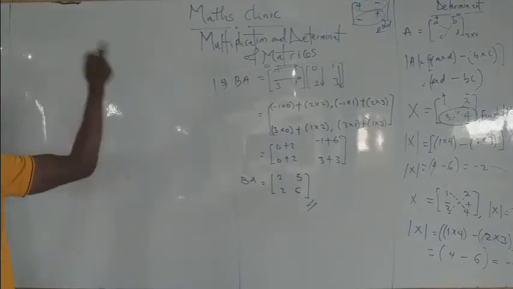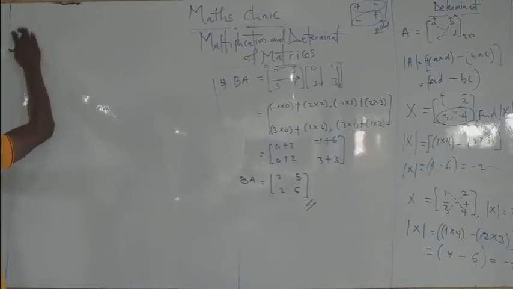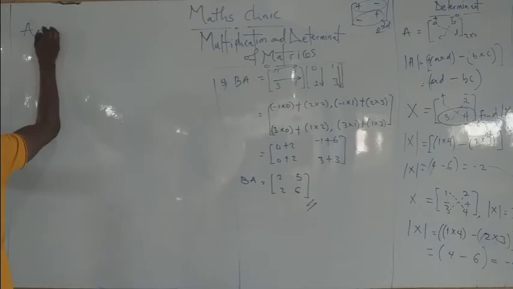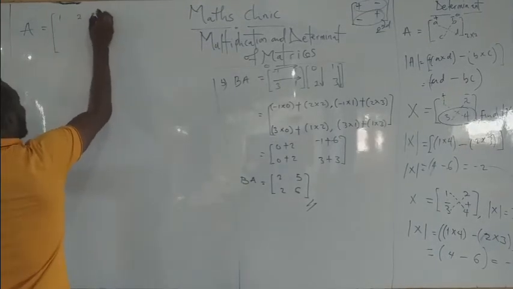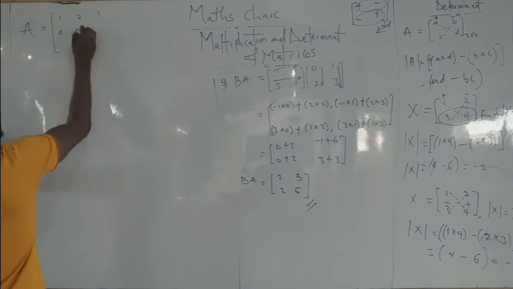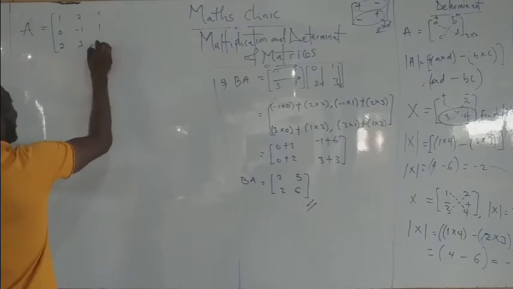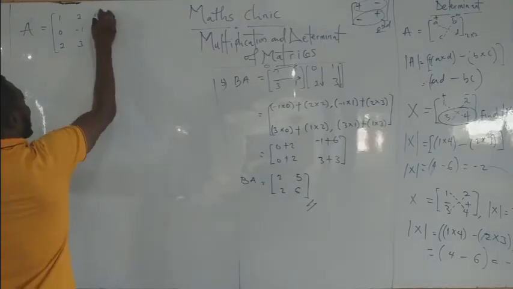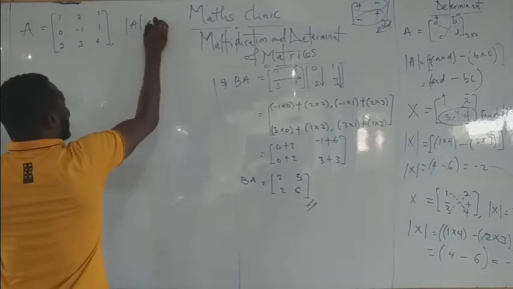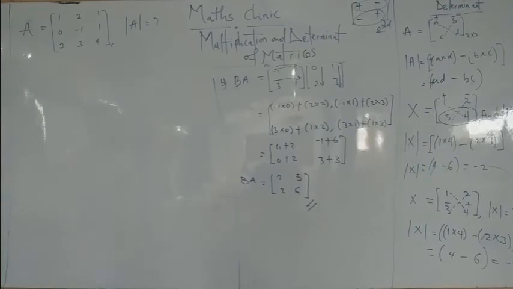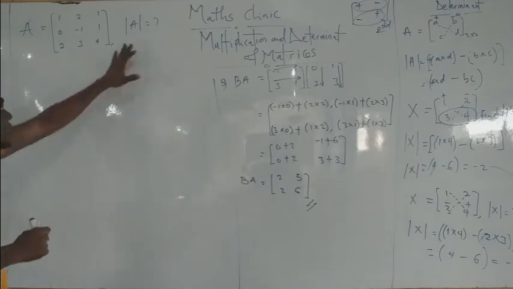Let's look at this 3 by 3 matrix. You have matrix A equals 1, 2, 1, 0, minus 1, 1, 2, 3, and 4. Then we want to find the determinant of matrix A. What will be the determinant of this matrix?